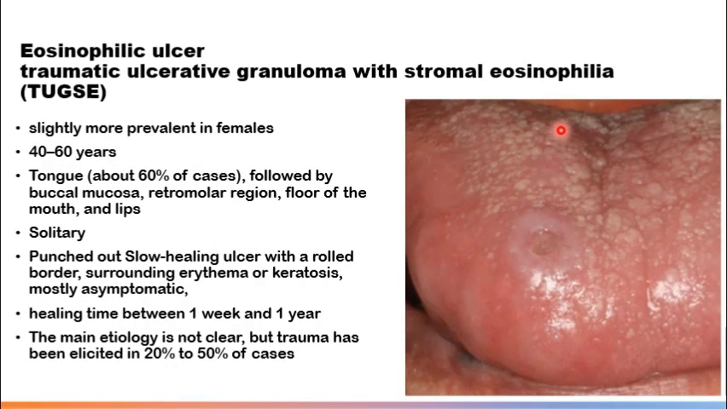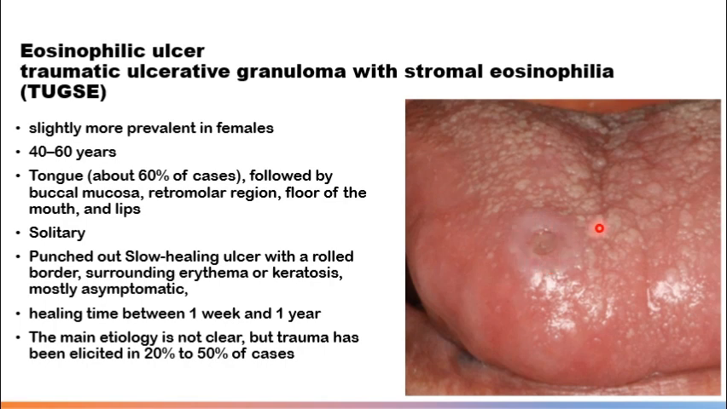Another chronic oral ulcer that may be caused by trauma is the eosinophilic ulcer, termed the traumatic ulcerative granuloma with stromal eosinophilia. It affects females more, in the age group between 40 and 60 years. It affects mostly the tongue, more than half of the cases, followed by the buccal mucosa and other regions like the retromolar area, the floor of the mouth, or the lips. They are almost always solitary.